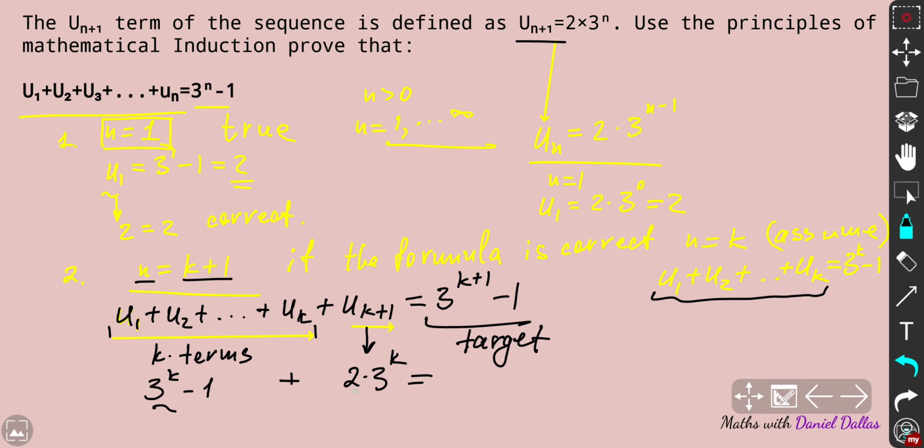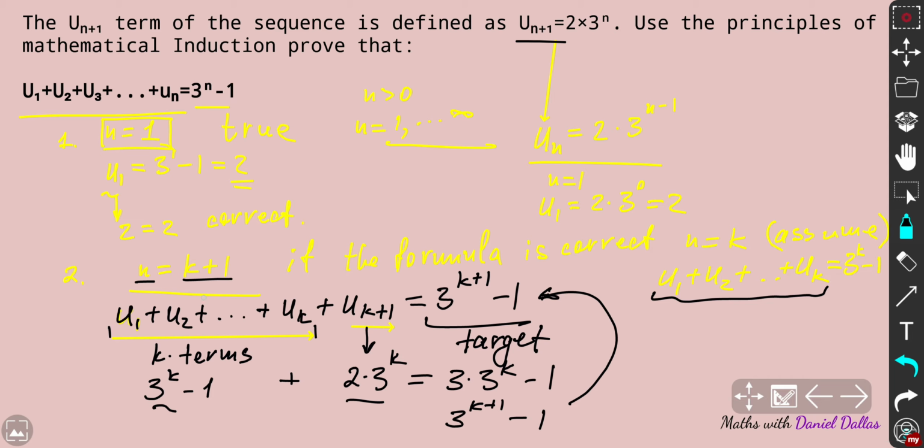3 to the power k, and 2 times 3 to the power k will give us 3 times 3 to the power k, and minus 1. But using the property of indices, we can say that this part is simply 3 to the power k plus 1, and minus 1. So we've got our target formula.